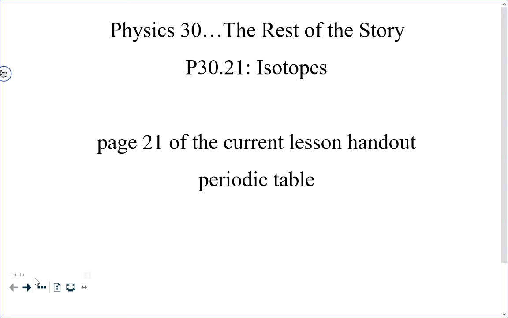Nuclei is a word that's plural for nucleus. And in order to understand nuclei, we have to talk about what are called isotopes and isotope notation. This lesson can be found on page 21 of your current lesson handout. Now, you are also going to need to refer to, throughout this lesson, the periodic table. And in this course, every student is given a periodic table for exams. Of course, you're not writing exams, but you still have access to a periodic table. The periodic table can be found in our classroom shared folder, so you will want to have access to it.